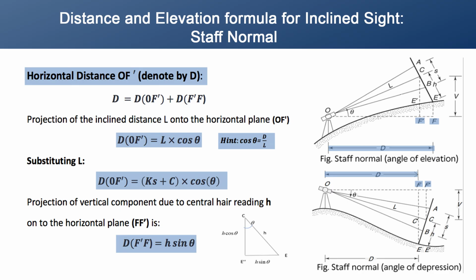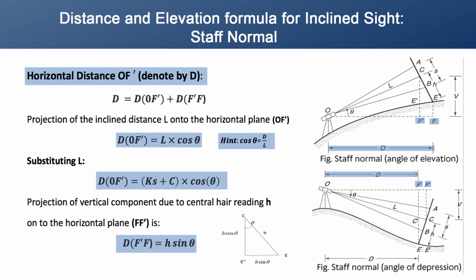This is simply done by multiplying L by the cosine of the angle of elevation theta, isn't it? So, capital D is equal to L into cos theta. Substituting the value of L, we get capital D is equal to (Ks plus C) into cos theta. Now, consider the vertical component due to the central hair reading small h. The projection of the reading onto the horizontal plane is F'F, which is equal to h into sin theta.